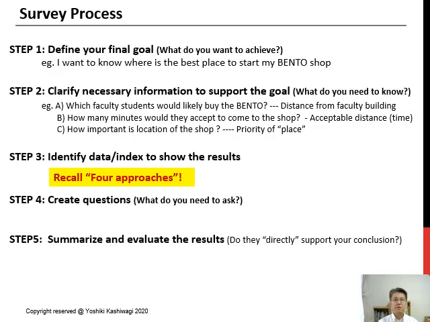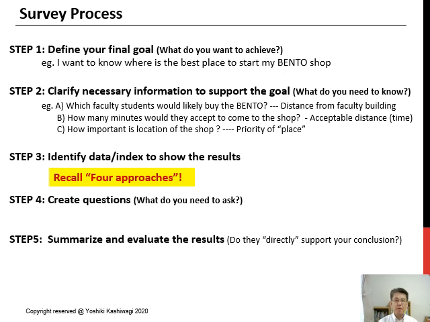This is a general survey process. In this class, we will follow these steps from 1 through 5. The first step, step 1, is define your final goal. The question you should ask yourself is, what do you want to achieve through this survey? Before making any questionnaires or questions, you have to set up your goal precisely.